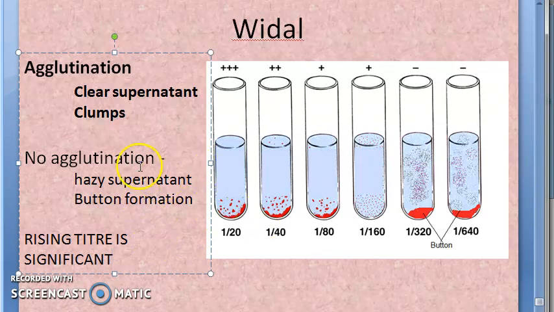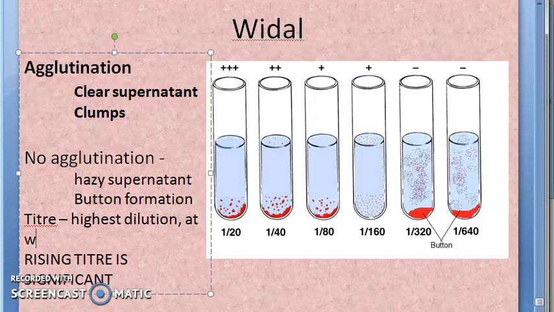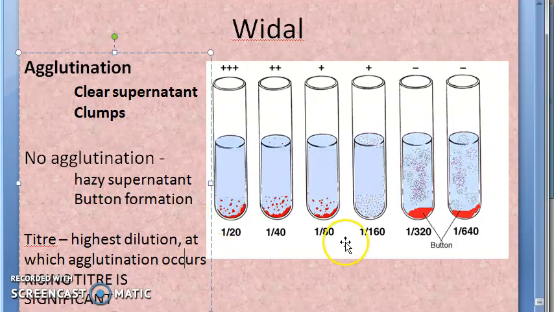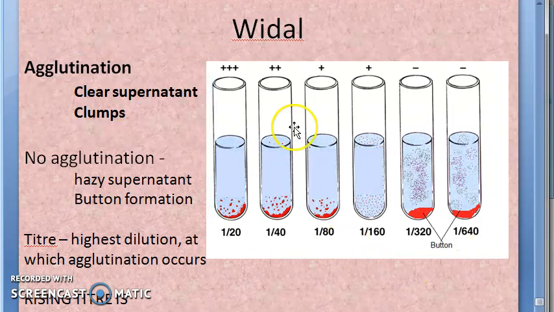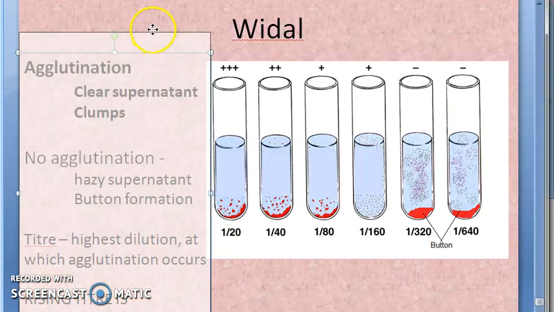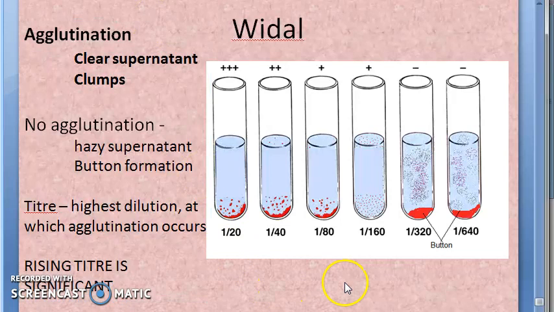Some things you should note here: what is the titer? Titer is the highest dilution at which agglutination occurs. Highest dilution at which agglutination occurs. Fine. Now is this clear?